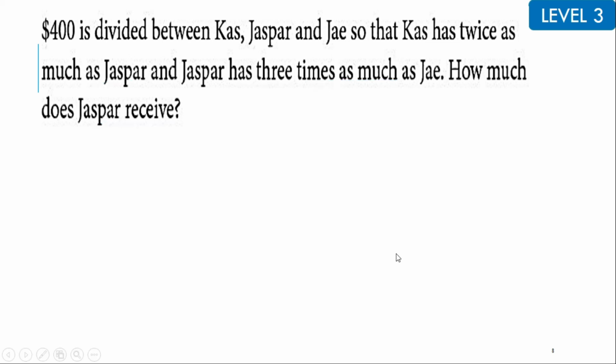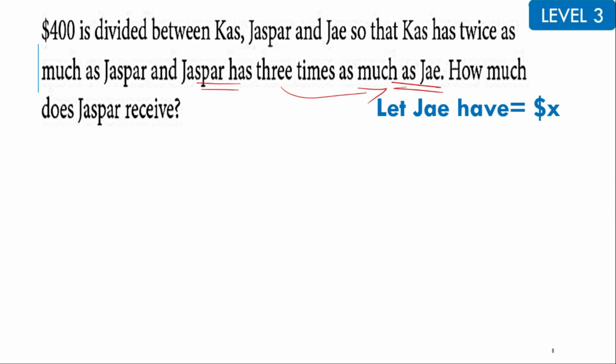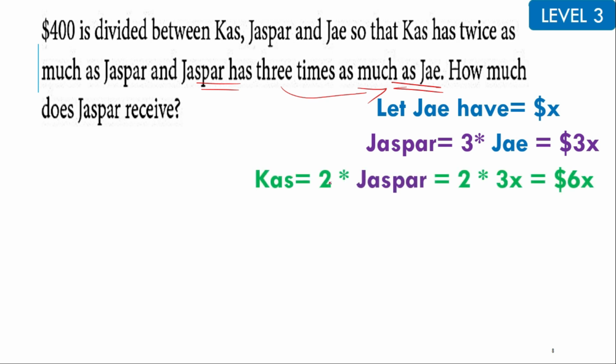Now in method 2, I'm going to use variables. I will start with, see, everything is starting with J. So I'll say let J have $x with him, and Jasper is going to have 3 times as J, so Jasper is going to have 3x. 3 multiplied by J's money, so it is 3 times x. And Cass is going to have twice as Jasper, so 2 times 3x, because we have found Jasper is having 3x, so the total is 6x.